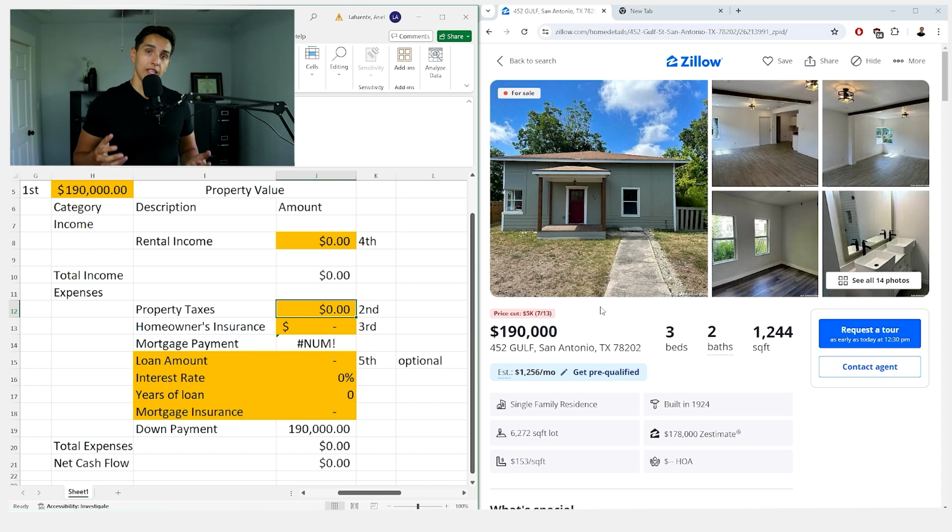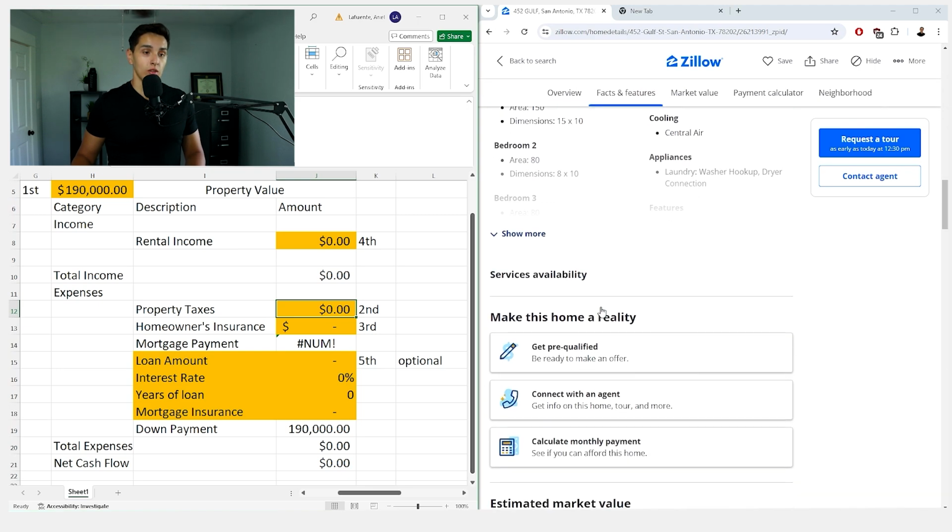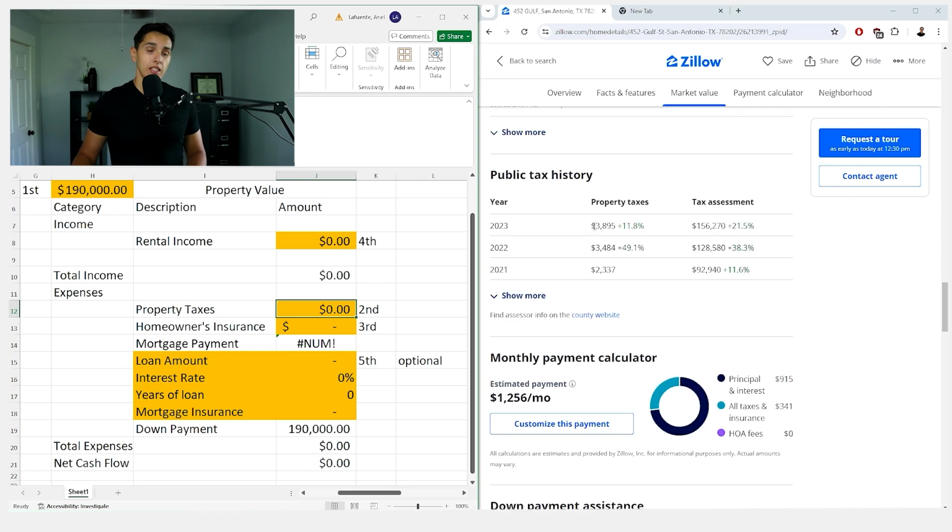Usually for the property taxes, Zillow has them posted on their website. However, if you don't see them, then you can always just check your local county. So here, as we scroll down, we can see that property taxes are going to be $3,895. Keep in mind that this is for the year of 2023. So what we need to do, when we plug this into our Excel spreadsheet, is make sure that we standardize it for a monthly tax rate.